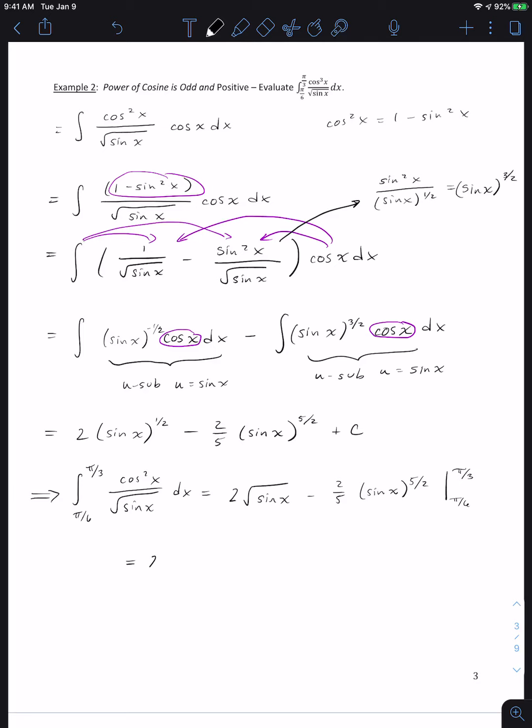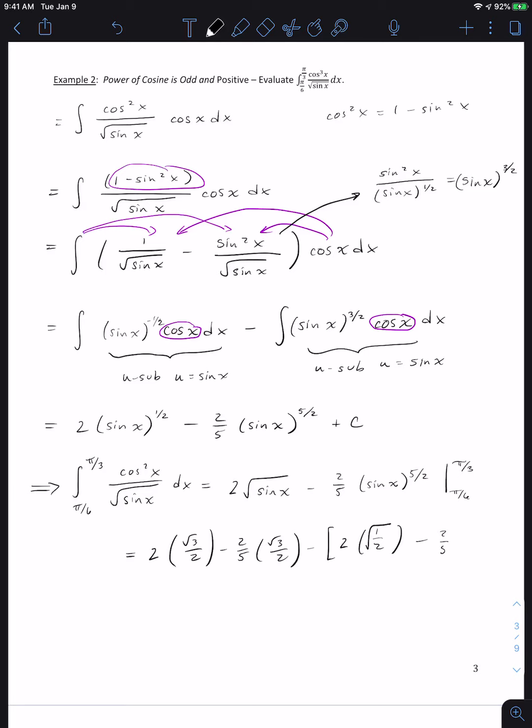All right, so 2, and then I take sine at pi over 3. Sine at pi over 3 is radical 3 over 2, minus 2/5. Sine again at pi over 3 is radical 3 over 2. And then subtract 2 times the square root of sine at pi over 6. Sine at pi over 6 is 1/2 underneath the square root, and minus 2/5, and now we get 1/2 to the 5/2 power.